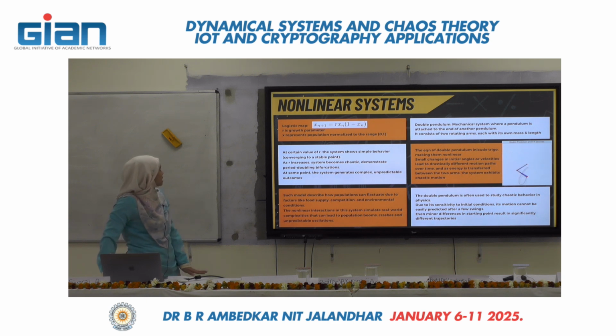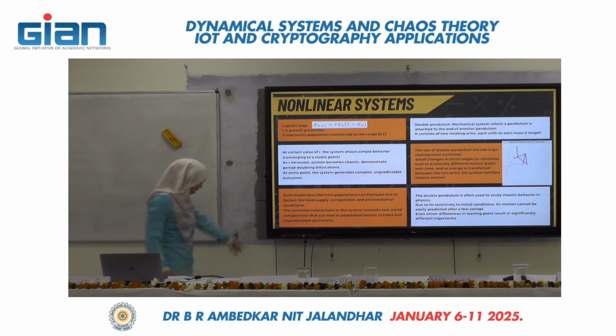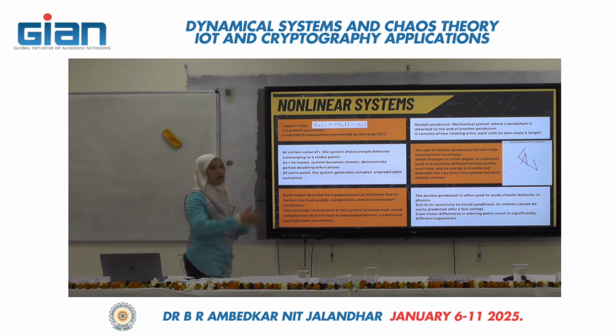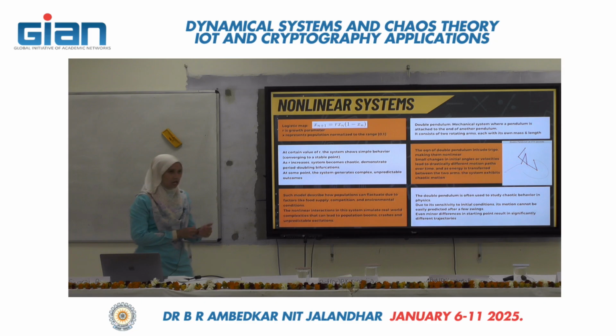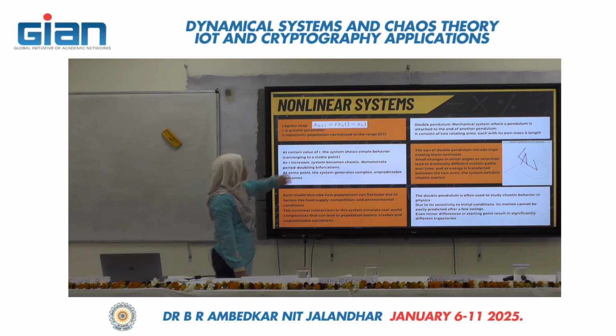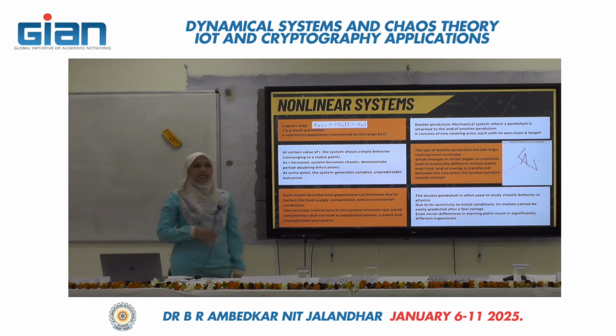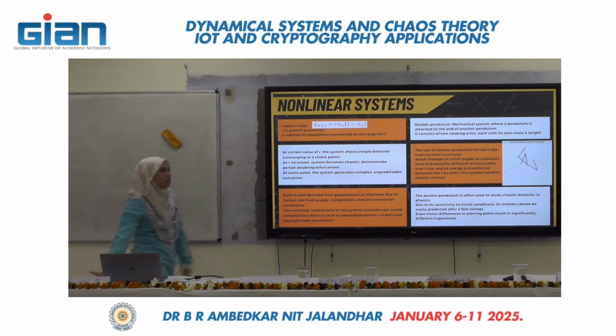Now we take a look at the example, the logistic map. It is governed by this equation, whereby the successive solution depends on the previous solution, R is the growth parameter, and X is the population, normalized to the range 0 to 1. At a certain value of R, the system shows simple behavior where the point is stable, which we say converges. But as we increase R, the system becomes chaotic, demonstrating period-doubling oscillation, and at some point the system generates complex and unpredictable outcomes, which we call chaos. After this, we go deeper into this logistic map.